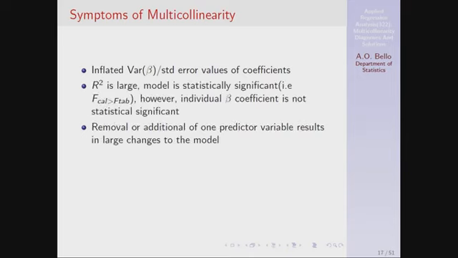Secondly, we talk about when the R square is large and we say the model is statistically significant. That means when we have the analysis of variance table showing that the model is statistically significant, and also we have our R square to be large. However, when we check the t statistics, that means the significance of each of the coefficients of the independent variables in the model, we discover that some of the coefficients are not statistically significant.